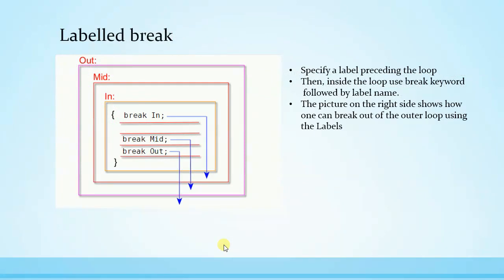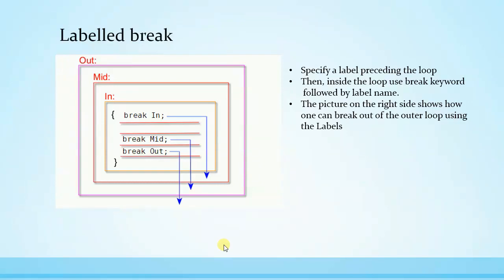Labeled break is useful to break out of any outer loop in a nested loop scenario. Here in the left side picture, you are seeing 3 loops. The rose colored one is the outer loop. Inside that we are seeing one more loop and then one more loop inside. So it's a nested loop. There are 3 loops packed inside each other.